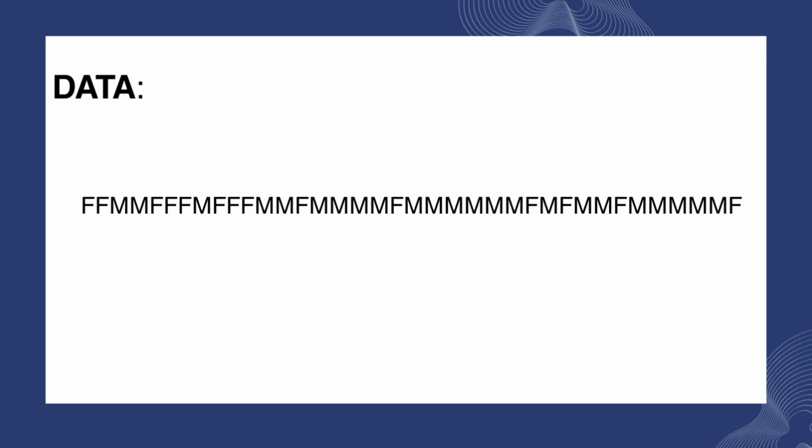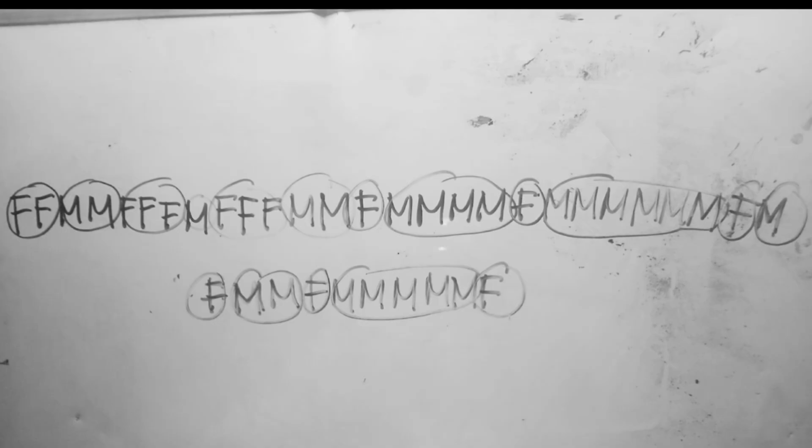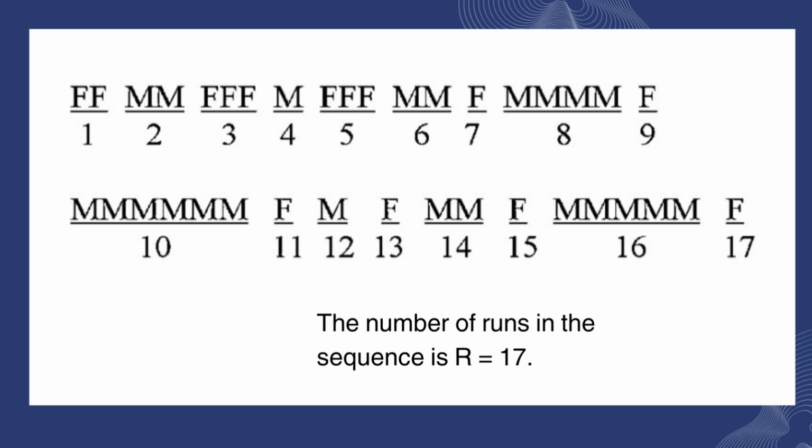Diba ang runs is a sequence of the same event written one or more times. So, pila ka times, counted na as 1. So, ito yung example. Atong ihapon pila ka runs. We have 1, 2, 3, 4, 5, 6, 7, 8, 9, 10, 11, 12, 13, 14, 15, 16, 17. The number of runs in the sequence is R equals 17.